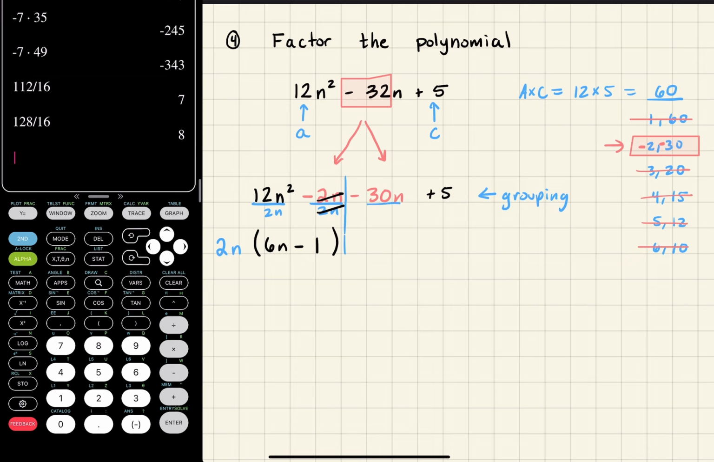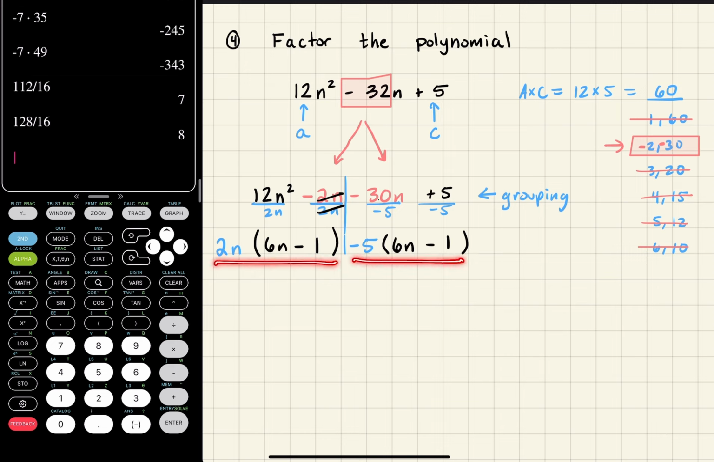On the second group here, looks like they both have a 5, and remember, if your first term of a group is negative, you want to pull that negative sign out as well. So we'll pull out a negative 5, leaving us with 30 divided by 5 is 6, and 5 divided by negative 5 is a negative 1. These two pieces match. That means we did everything correctly.